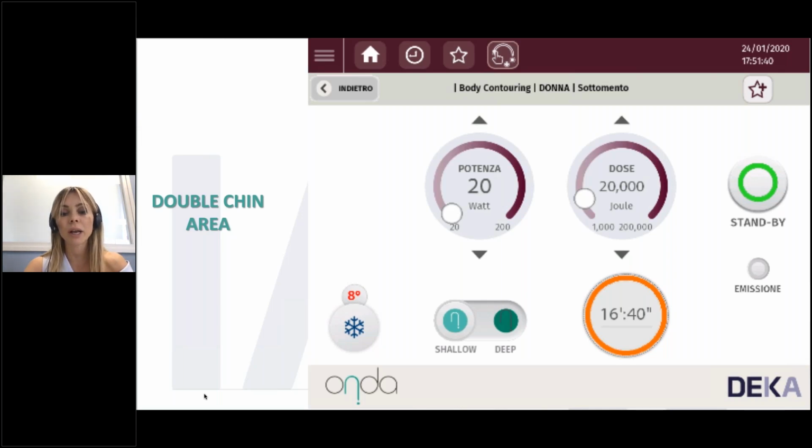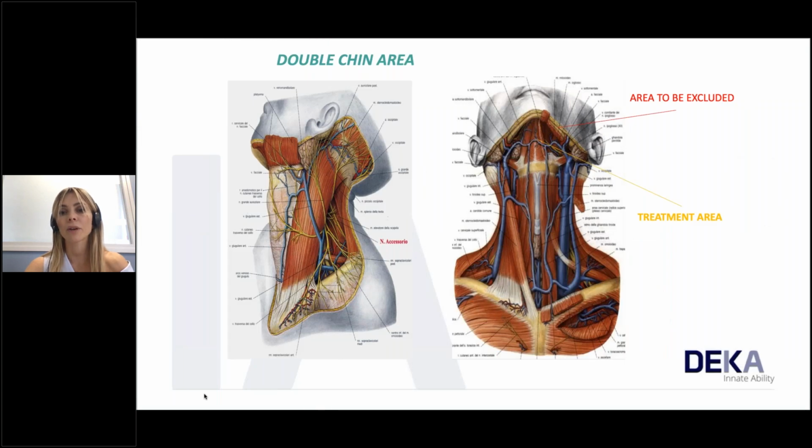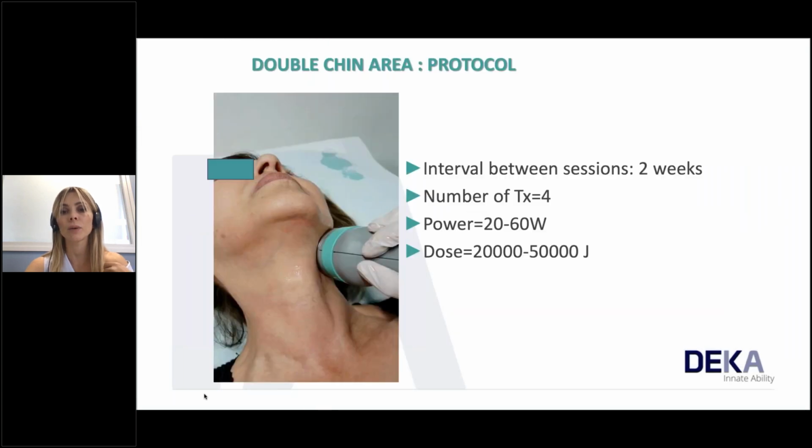We only use the shallow end piece. This is the area to treat, the area to be excluded. The interval between sessions is normally 2 weeks. We normally perform 4 treatment sessions. The power can range between 20 and 60 watts, and the dose between 20,000 joules and 50,000 joules.